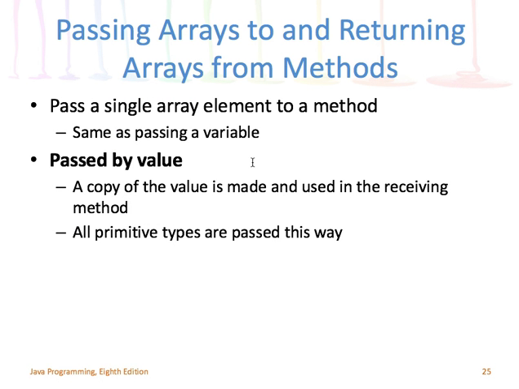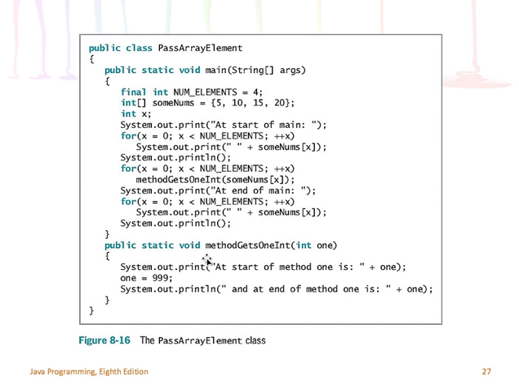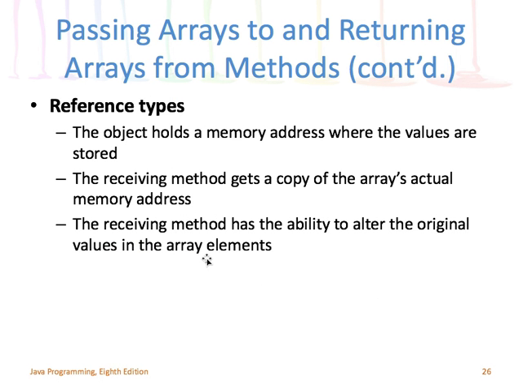Passing arrays and returning values. Passed by value: a copy of a value is made and used in receiving methods. We talked about primitive types. Reference types are objects that hold a memory address where the values are stored. The receiving method gets a copy of the array's actual memory address. That's kind of what I showed you with the brackets earlier.